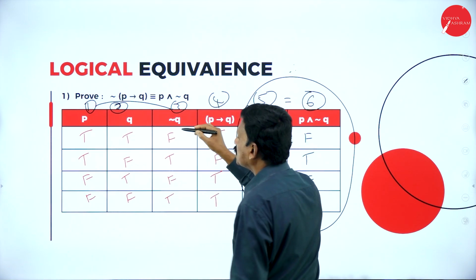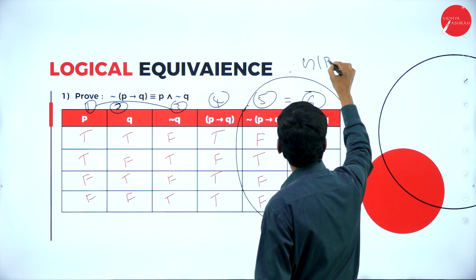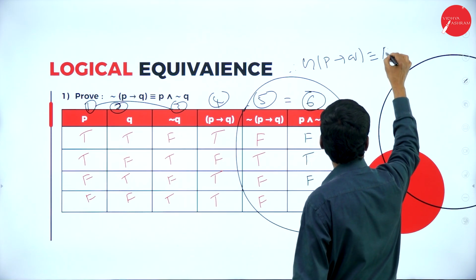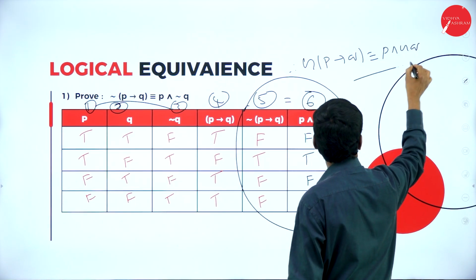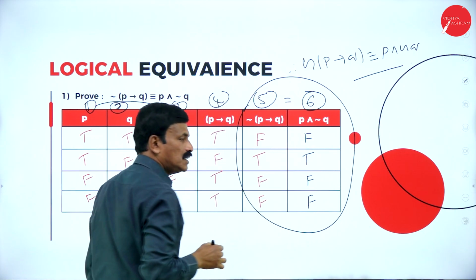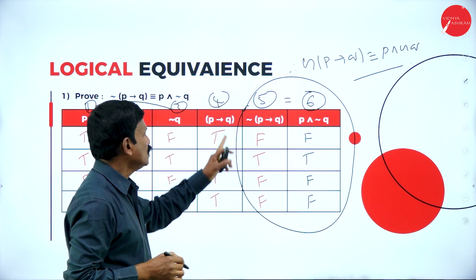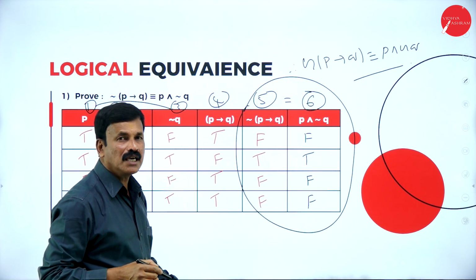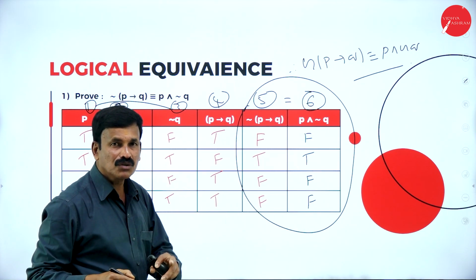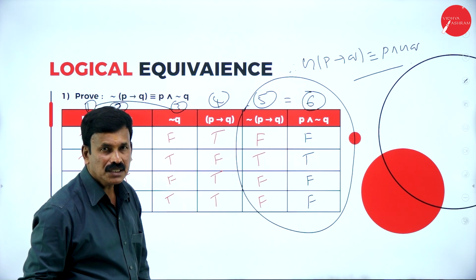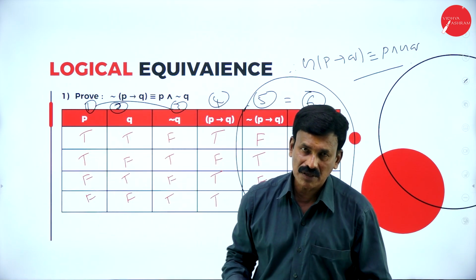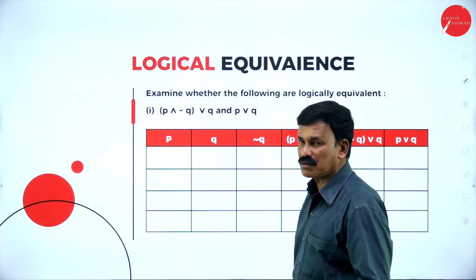Therefore, what is the conclusion? Negation of P conditional to Q is logically equivalent to P conjunction negation Q. The truth values in the fifth and sixth columns are found to be the same, so they are logically equivalent. This is how we are going to verify logical equivalence. Now, move on to the next example.